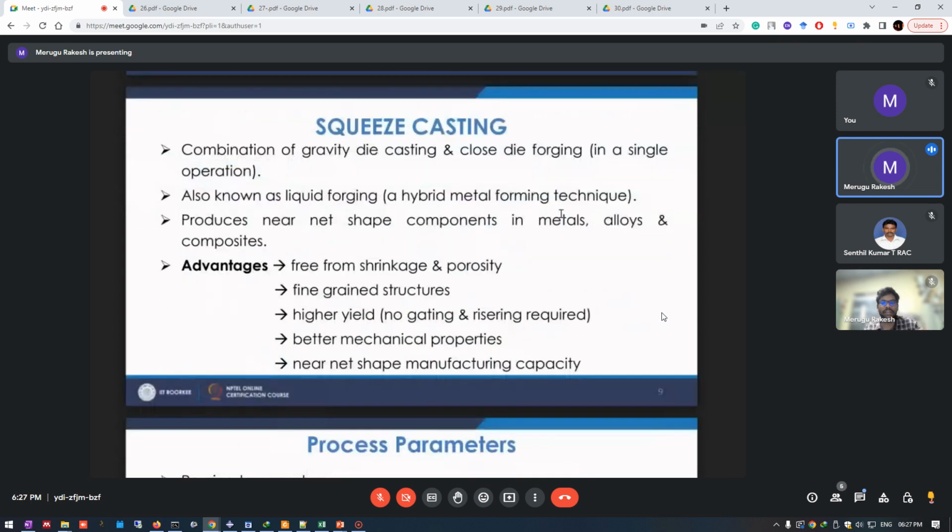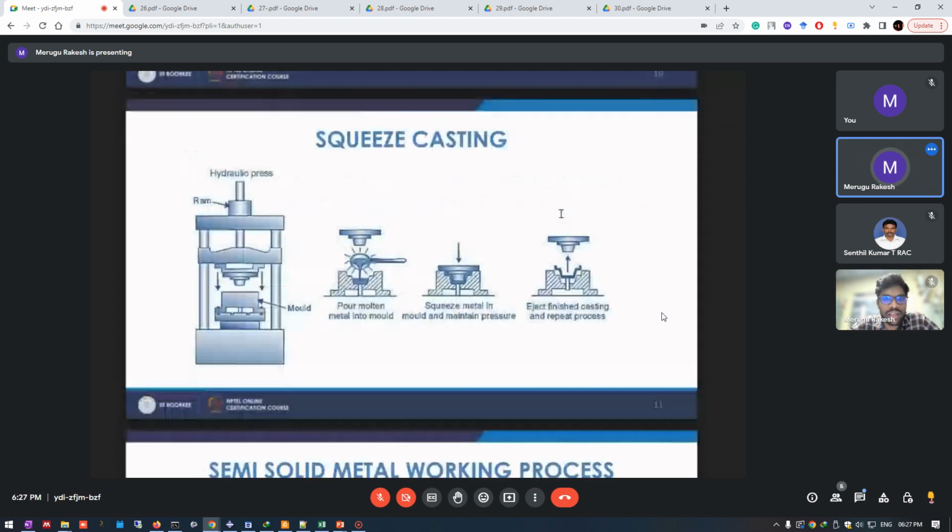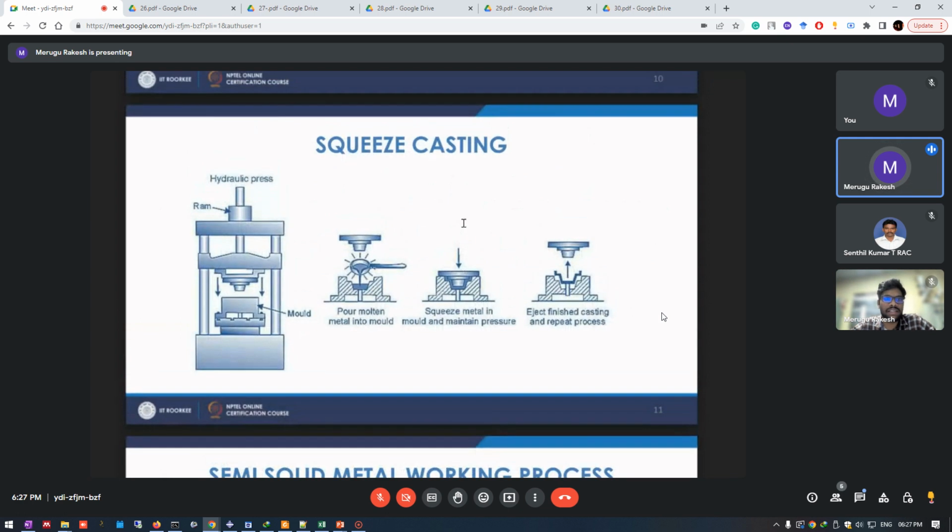Then we have, so that is regarding the low pressure die castings. So now we have squeeze castings. In this, the casting is obtained by using the squeezing action. One thing is, I'll show the diagram here as well, so you'll get one idea. So this is how squeeze casting occurs.